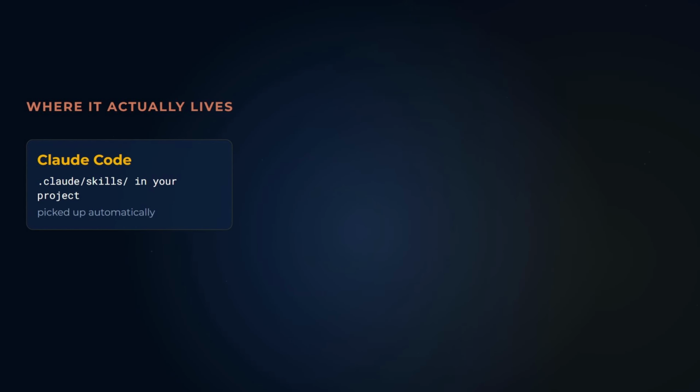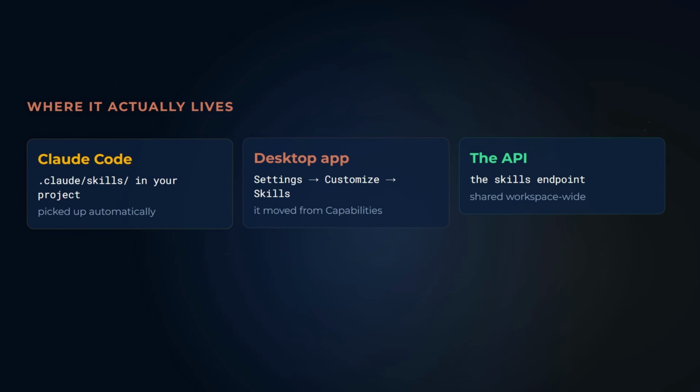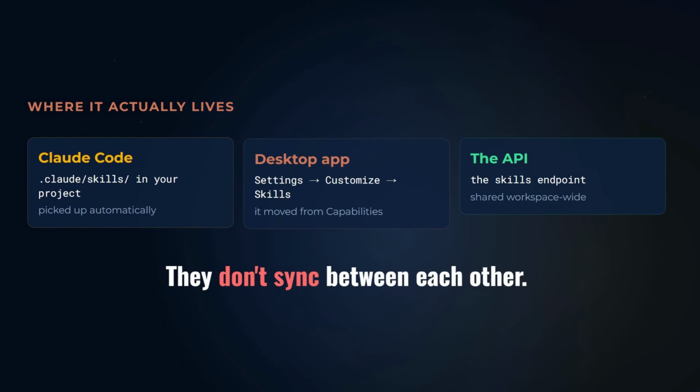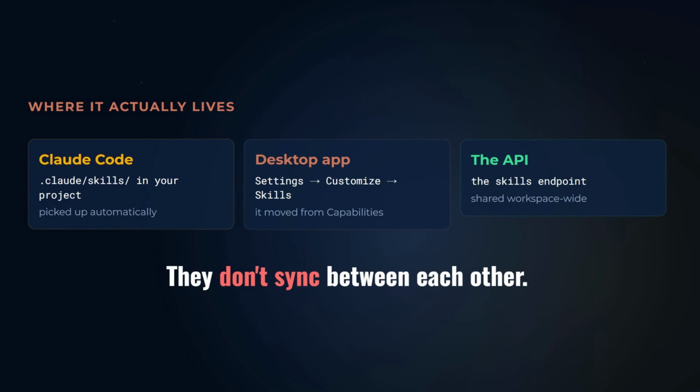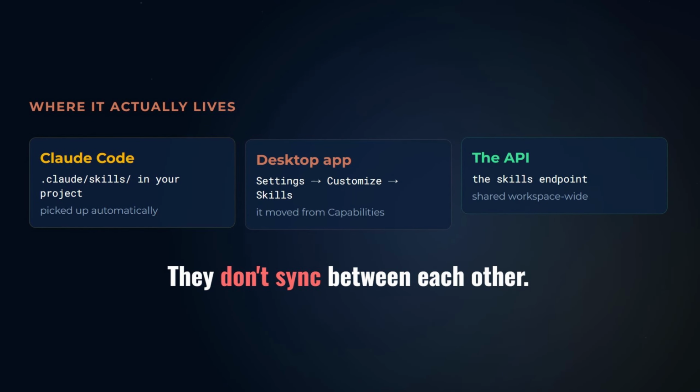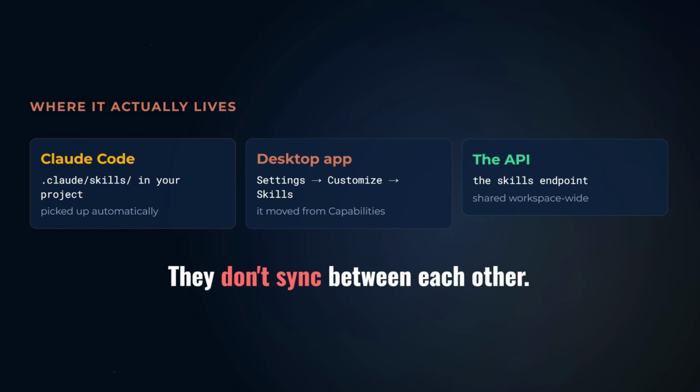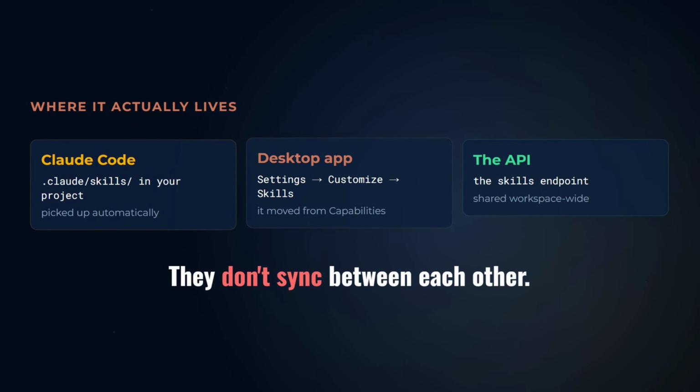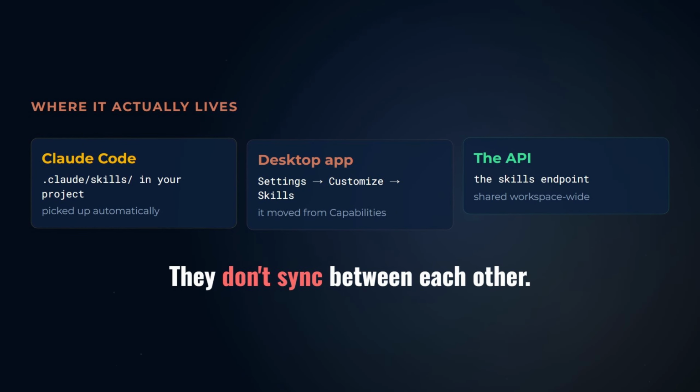So you've written it. Where does it go? That depends on where you use Claude, and this trips people up because skills don't sync between them. If you're in Claude Code, it's just the file system. Drop the folder in .claude/skills inside your project if it's for that project, or in your home directory if you want it everywhere. It gets picked up automatically.